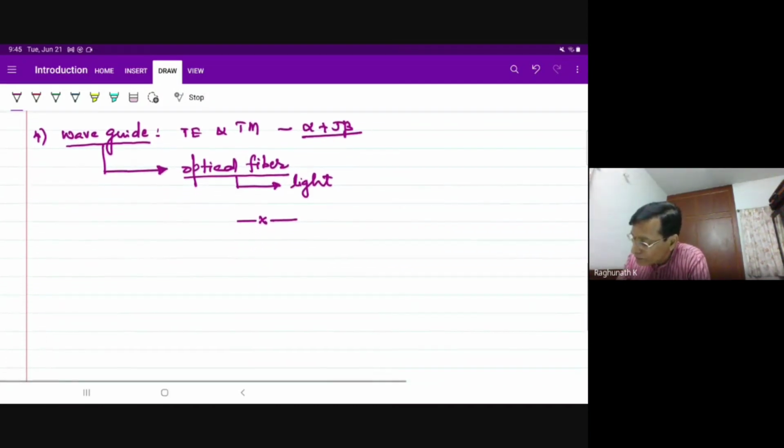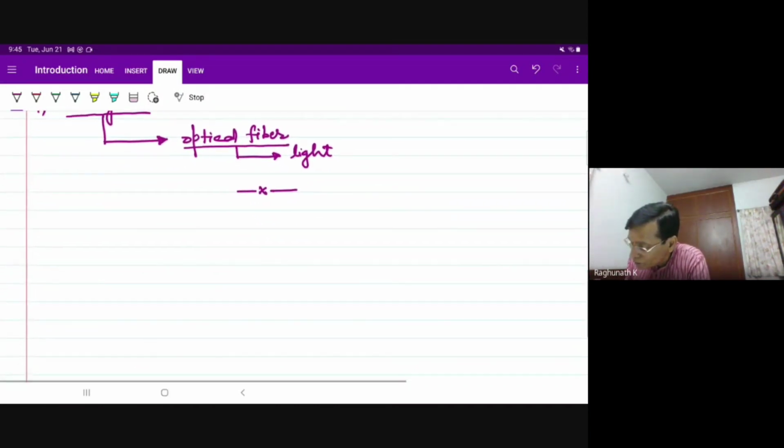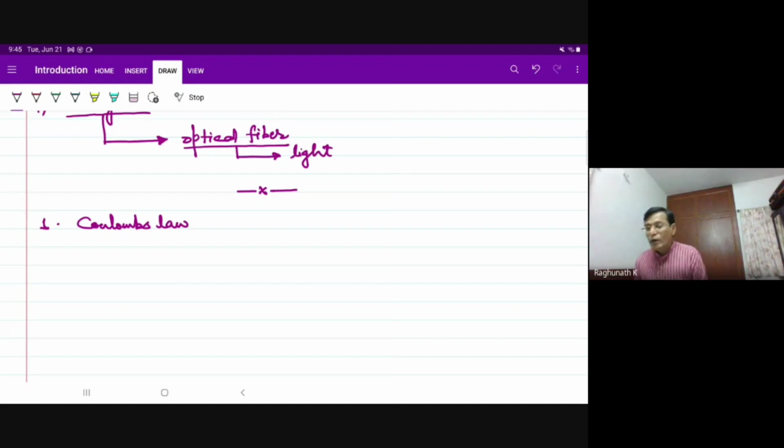Listen. The first topic that I will be talking about, that we should know, is Coulomb's law. It is Coulomb's law that is studied as the first topic in electrostatics.